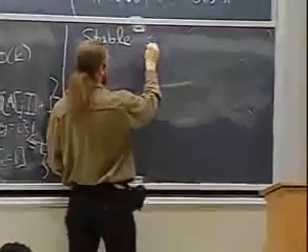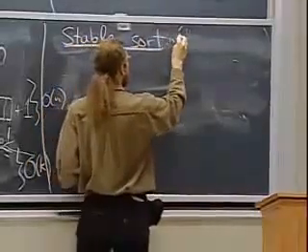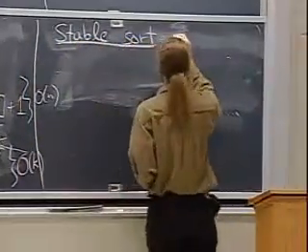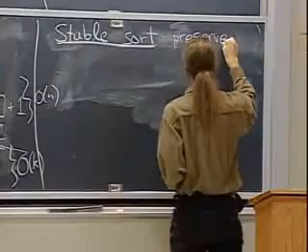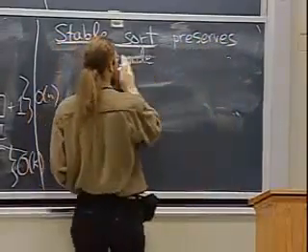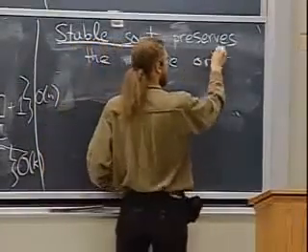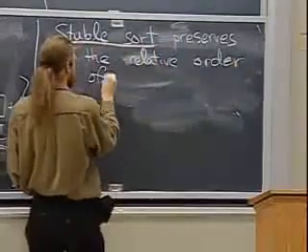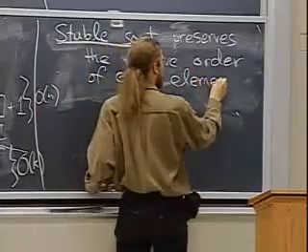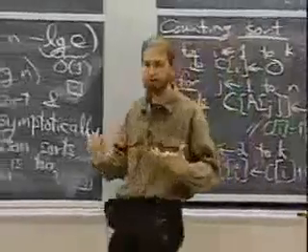And that important property is stability. So a stable sorting algorithm preserves the relative order of equal elements. So this is a bit subtle because usually we think of elements just as numbers.